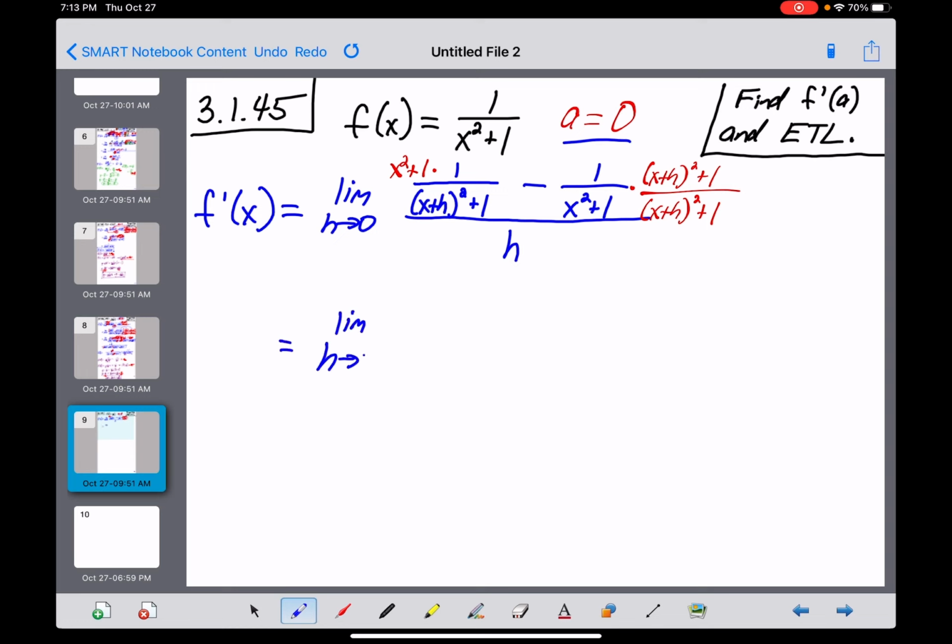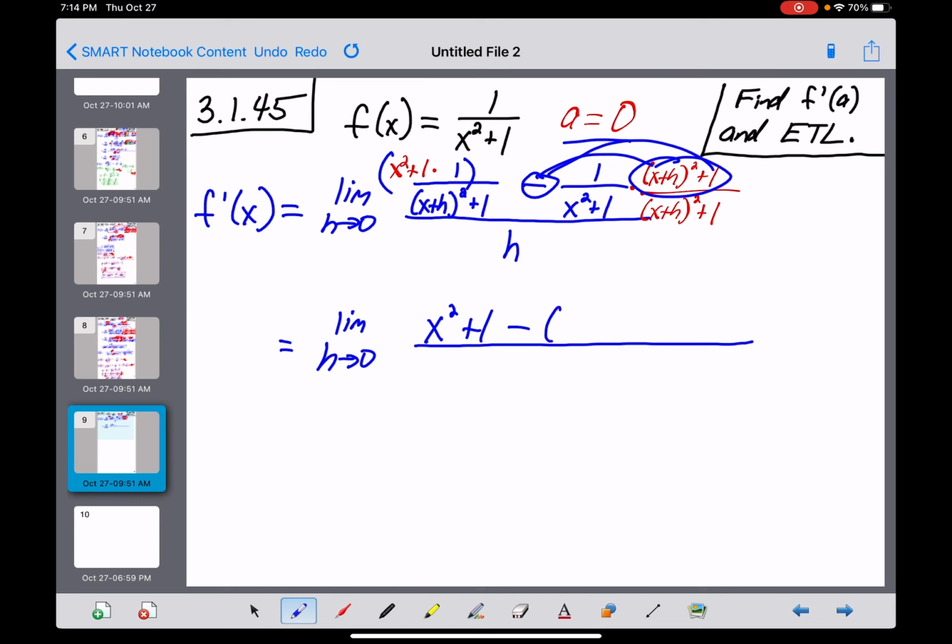So what's that going to do for us? Limit as h approaches 0 of, and here we go. Okay, so the first thing we're going to get in the numerator up here is just an x squared plus 1 minus, and then 1 gets multiplied by all of this. I'm going to go ahead, guys, and distribute that minus in there right now. So it's going to be minus x plus h quantity squared, and then we'll have a minus 1 at the end of all that. Now, in the denominator of the numerator, which now moves into the denominator itself, I'm going to leave that in factored form.